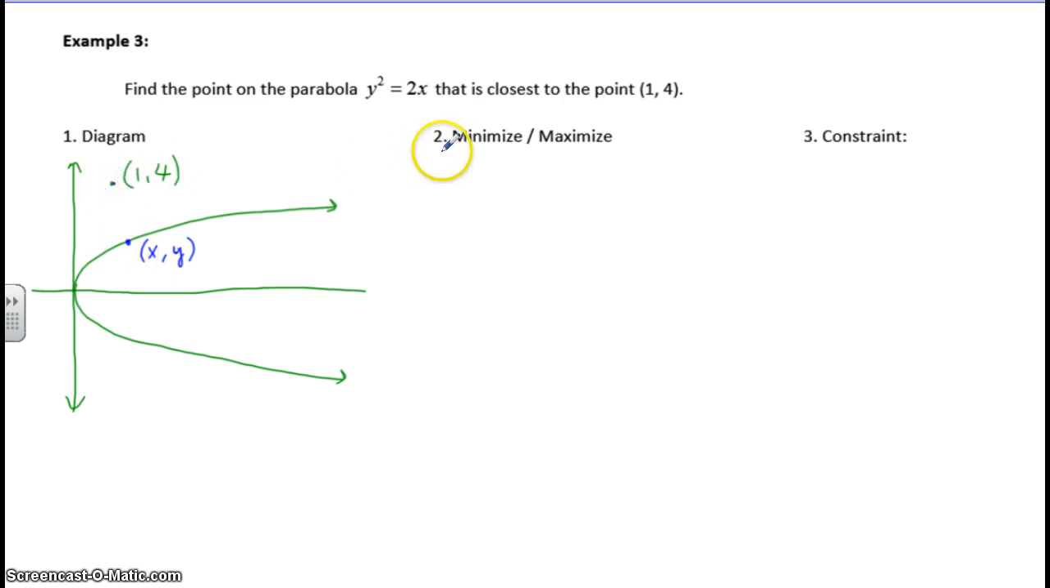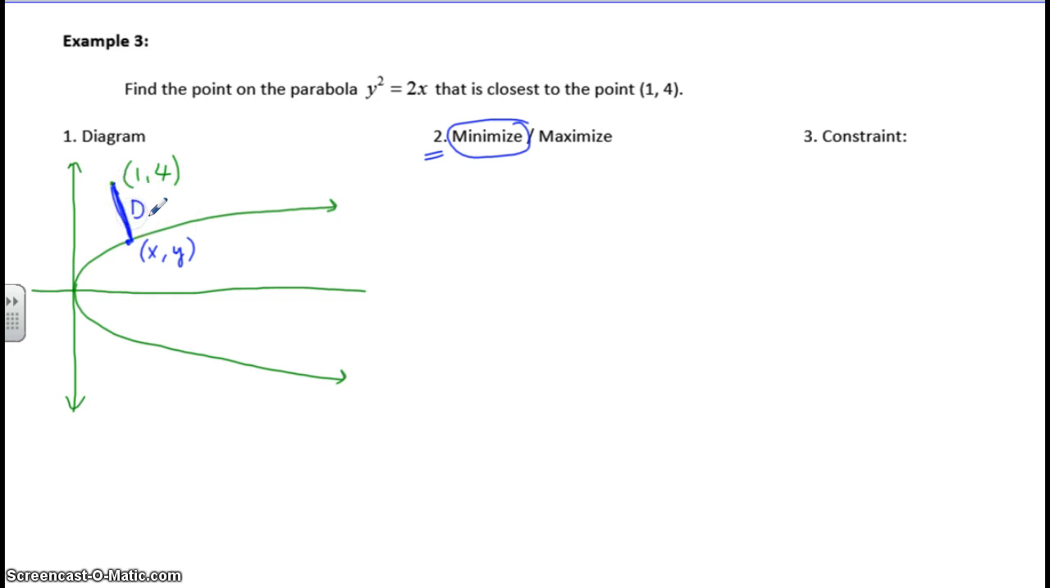And what are we trying to optimize here? Okay, we're looking for the point, this point, that is closest to (1, 4). What is it that we are minimizing or maximizing? Well, essentially, we are minimizing the distance between these 2 points.